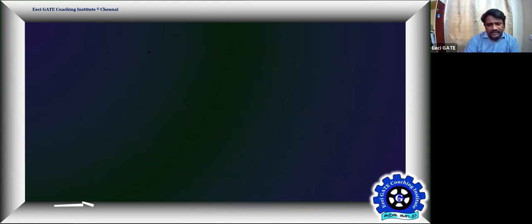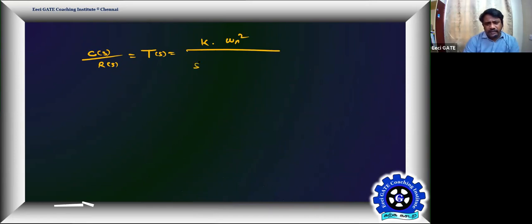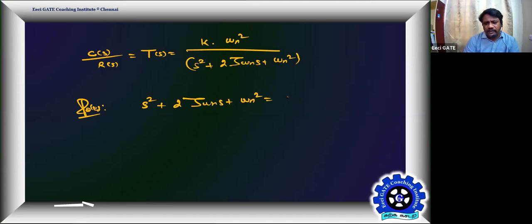The system transfer function T of S, that is C of S by R of S, is equal to K omega n square by S square plus 2 zeta omega n S plus omega n square. Where are the poles? Denominator roots are your poles. Therefore, to find the poles, S square plus 2 zeta omega n S plus omega n square equal to 0 will give the poles. Correct?